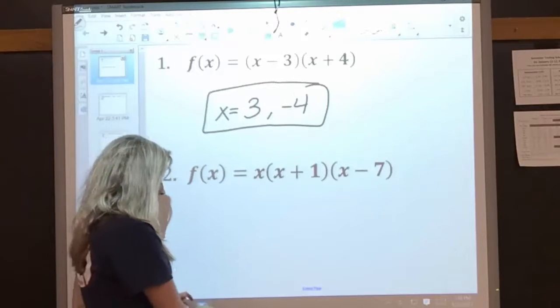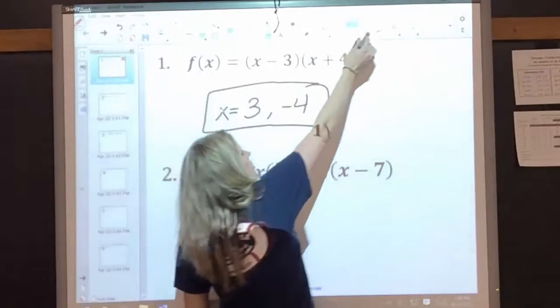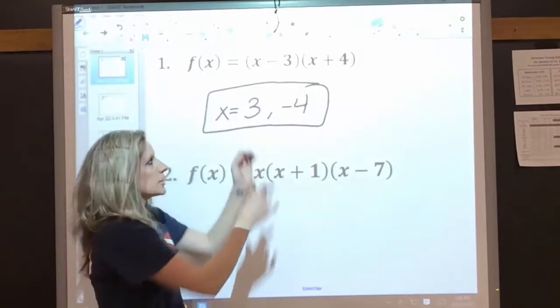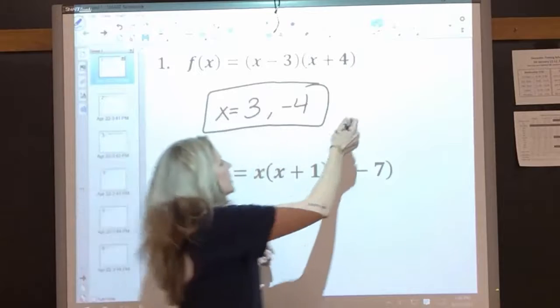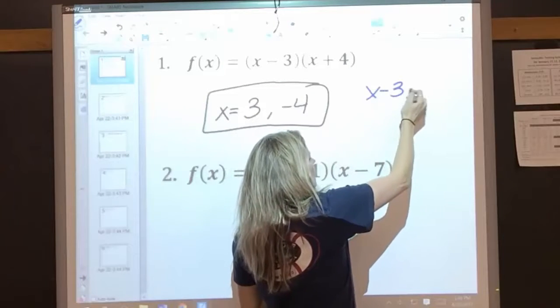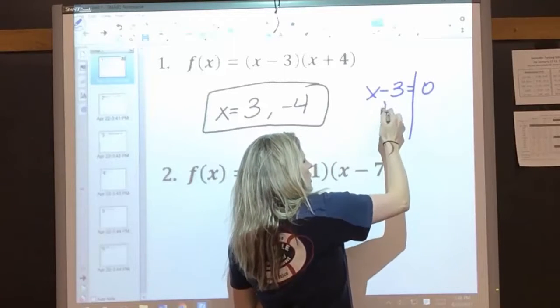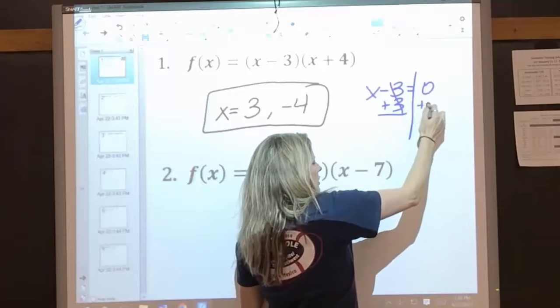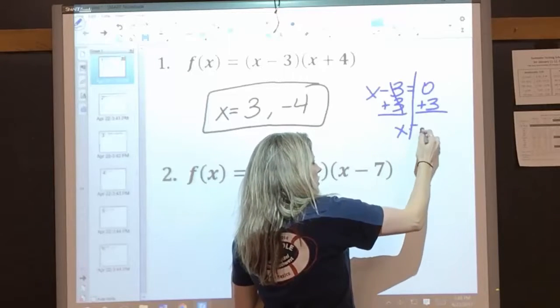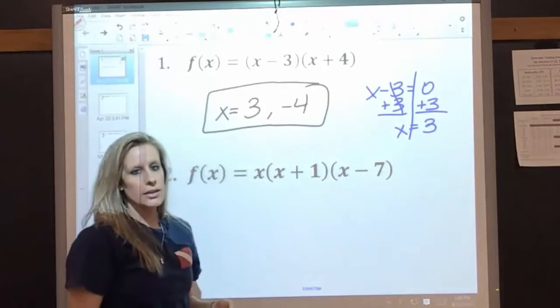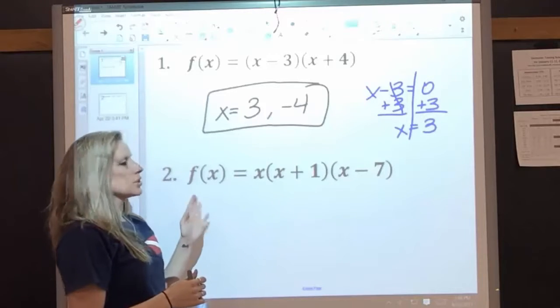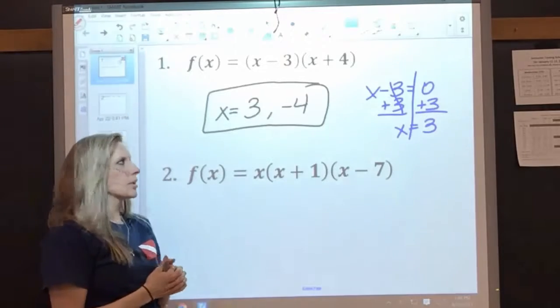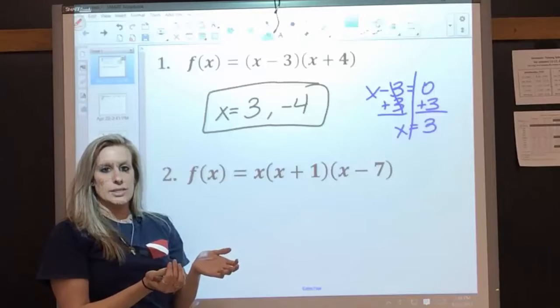So if you don't remember the trick, you can always take your factor, that set of parentheses, and set it equal to 0 and solve it from there. So you could add 3, and x would be positive 3. Okay, so if you forget the trick, not a big deal. Just remember, set that factor equal to 0.